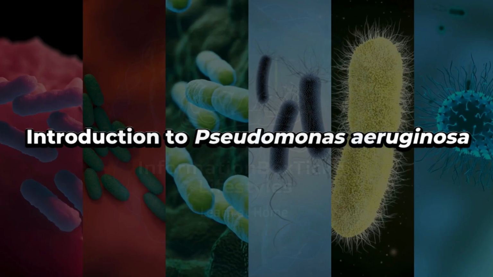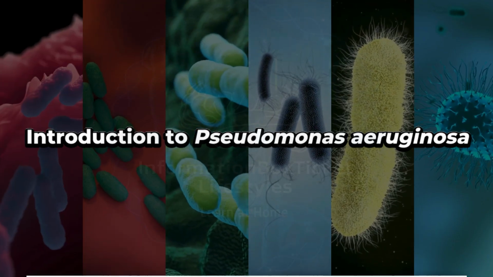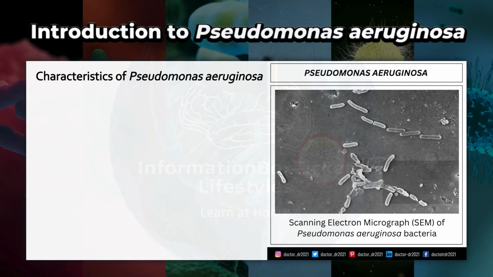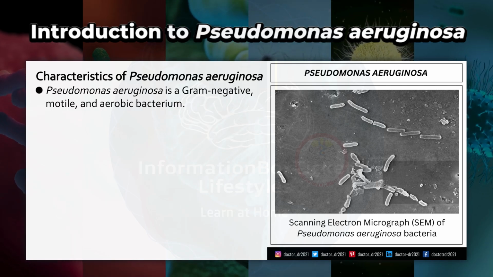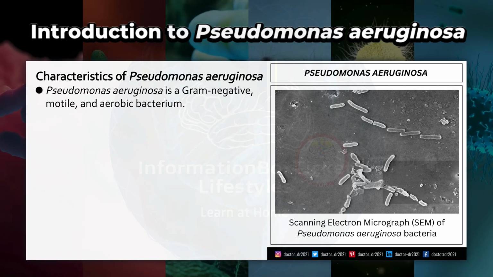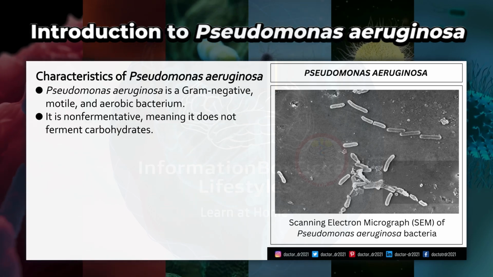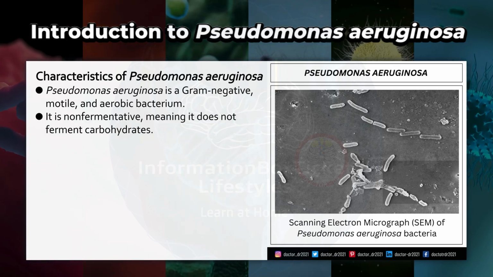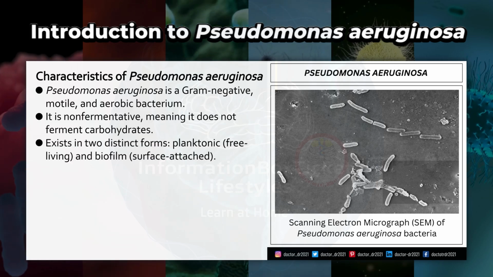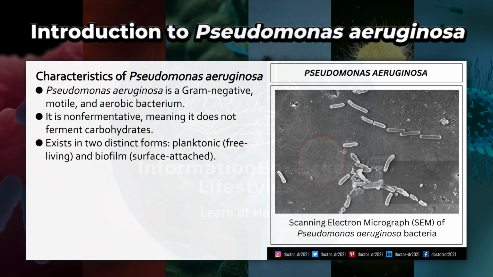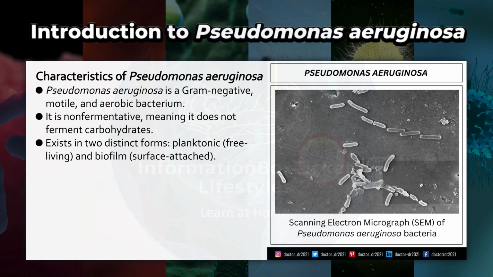Introduction to Pseudomonas aeruginosa. Characteristics of Pseudomonas aeruginosa. Pseudomonas aeruginosa is a gram-negative, motile, and aerobic bacterium. It is non-fermentative, meaning it does not ferment carbohydrates. It exists in two distinct forms: planktonic, free-living, and biofilm, surface-attached.